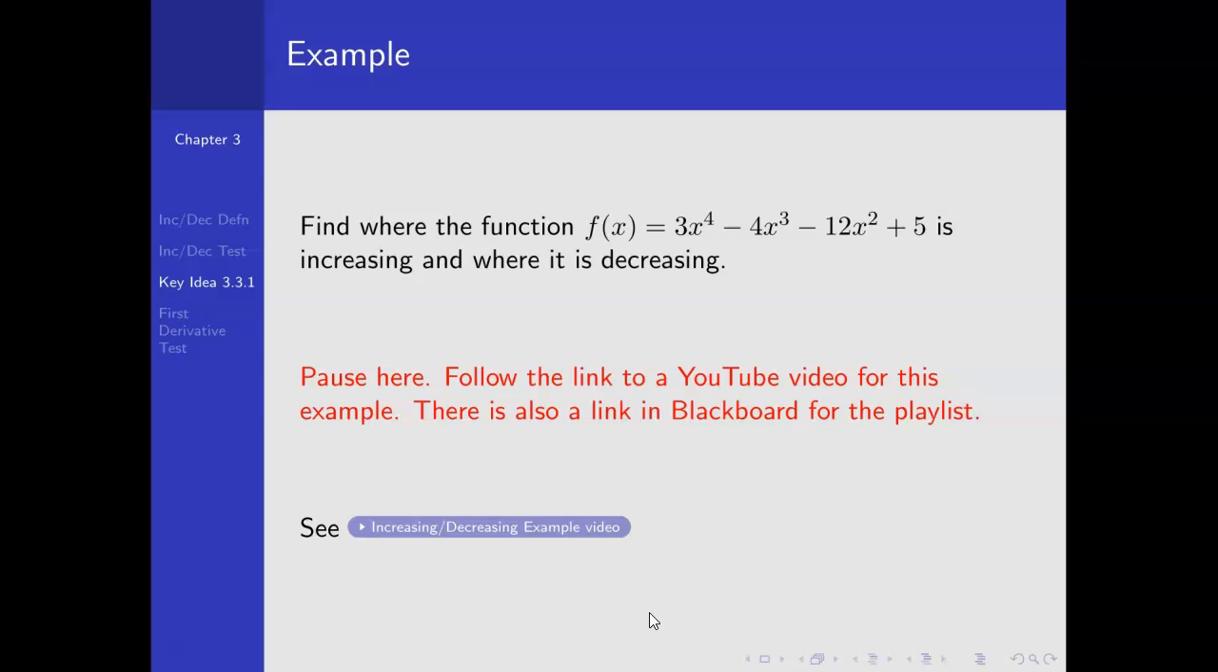Okay, we're going to find where f of x equals 3x to the 4th minus 4x cubed minus 12x squared plus 5 is increasing and where it is decreasing.